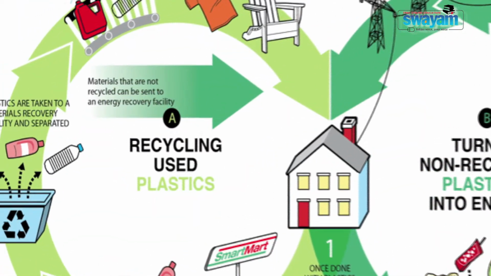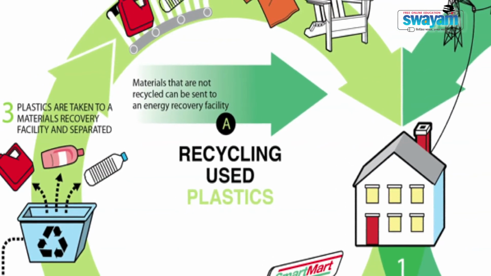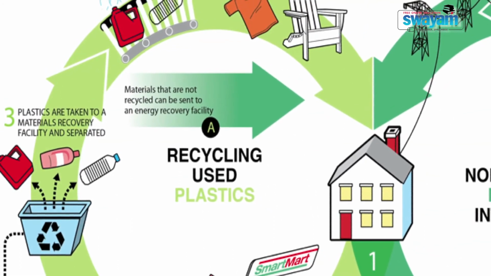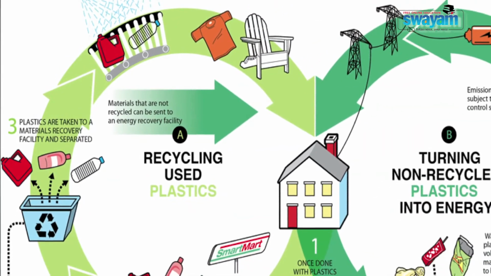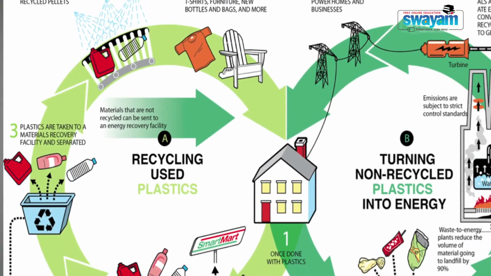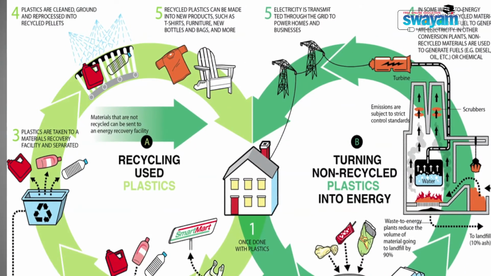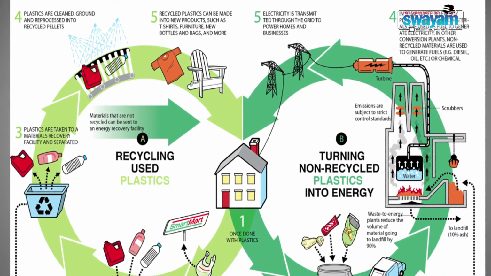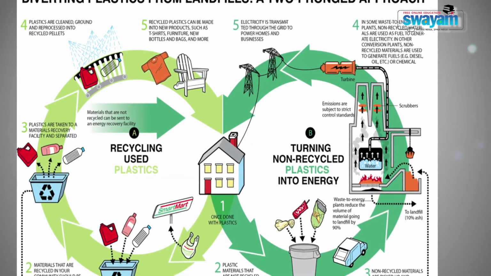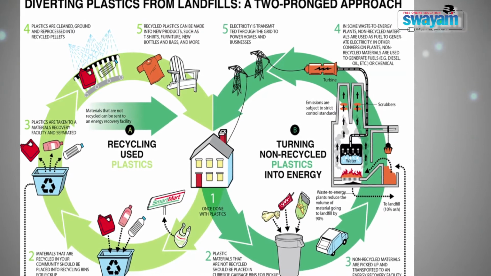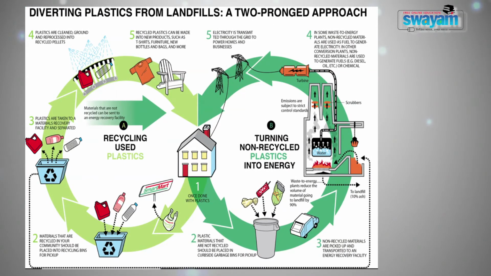Second is recycling used plastic, which can be taken up into another bin and transported by buses or whatever vehicle is required, and it should be placed in the recycling bin for pickup. This plastic is then taken to the recovery facility and separated, and the plastics are cleaned, ground and reprocessed into recycled pellets. These recycled plastics can be made into new products such as t-shirts, furniture, new bottles and bags and many more. In this way, recyclable plastic can be used in many different forms.